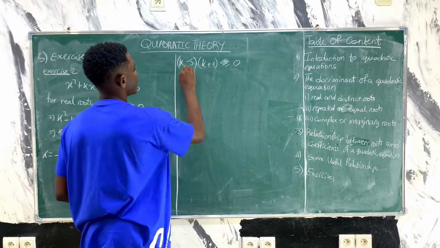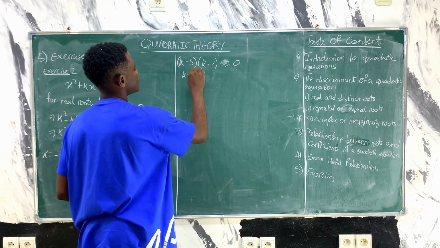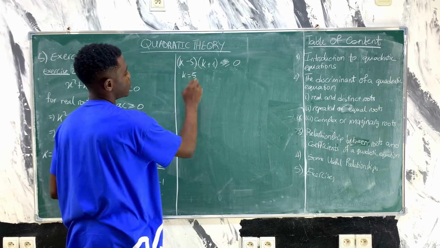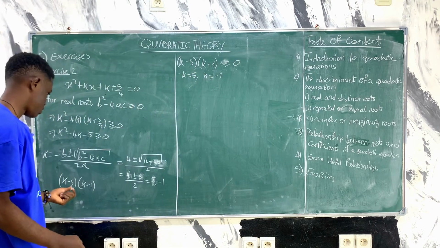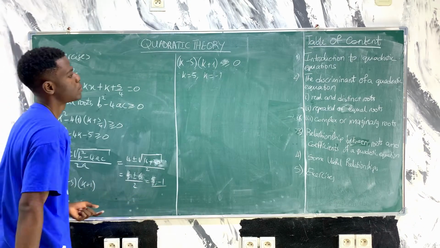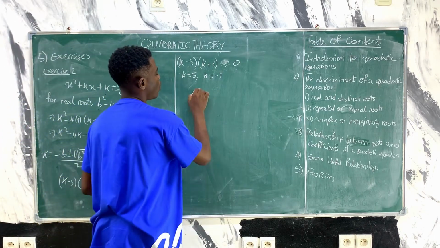So to solve this, I'll find my critical values. I see that my first critical value is k equal to 5, and my second critical value is k equal to minus 1. I can get them from here. These two values are critical values. So what do you do next?